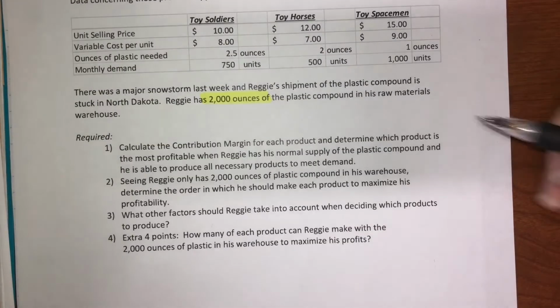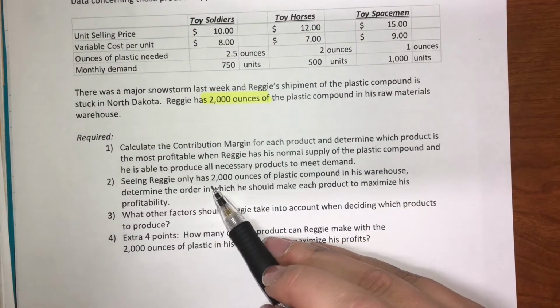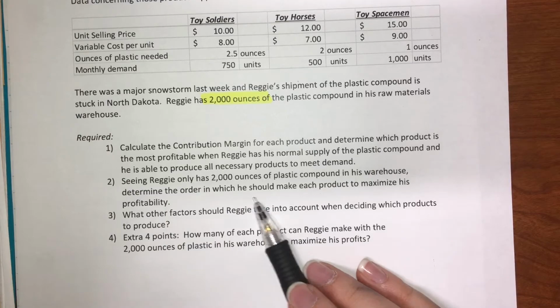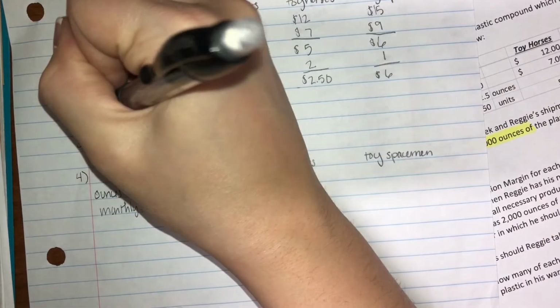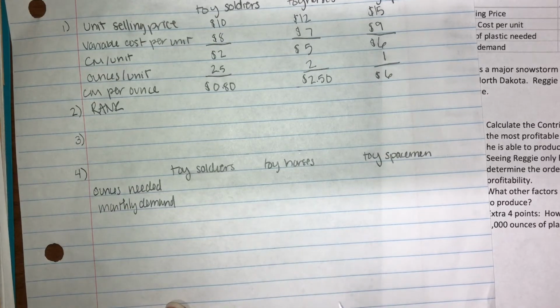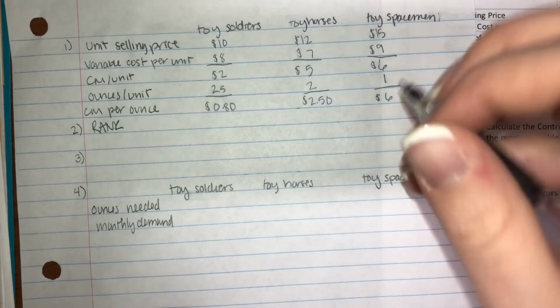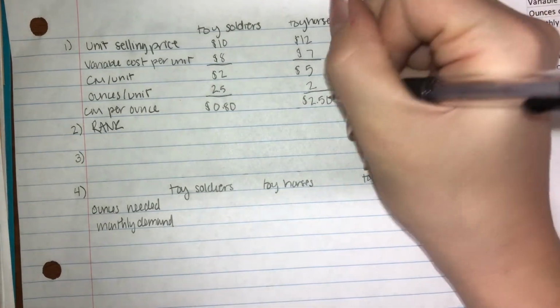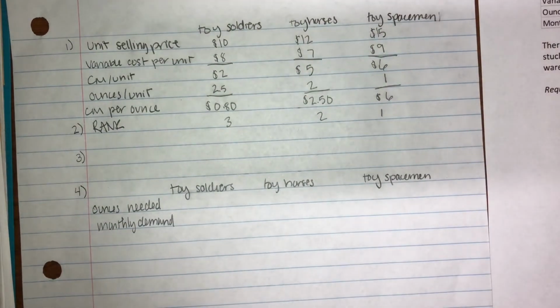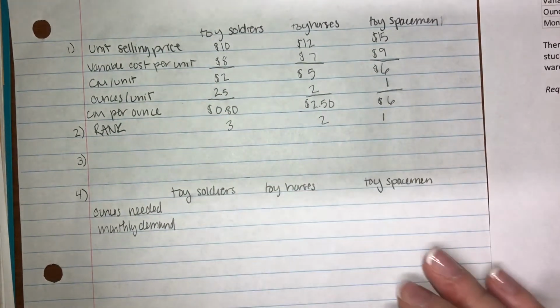So our next question says if we only have a certain amount, so if we have our constraint, the 2,000 ounces, how would we rank these essentially to maximize our profitability? So I'm just going to write rank right here. And so we want to look for the highest contribution margin per ounce. So like I said before, that's the spaceman. So I'm going to put 1 right here. And then the next one would be the toy horse. And then the third one would be the toy soldier. So that means I want to start with my toy spaceman, make sure that I get all of my demand met there before I move to the other products, because I'm going to make the most money off this one.